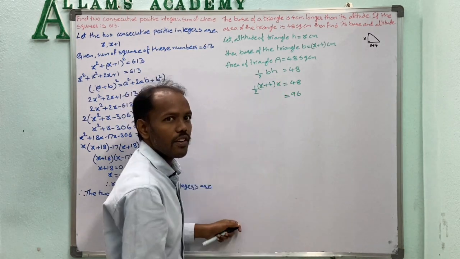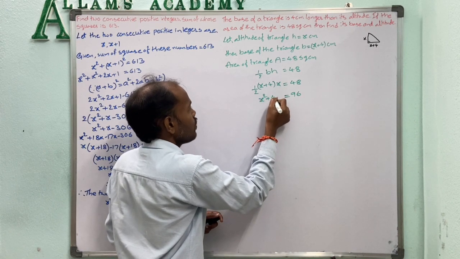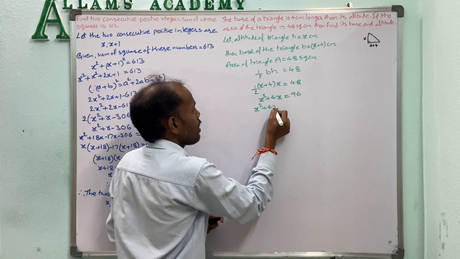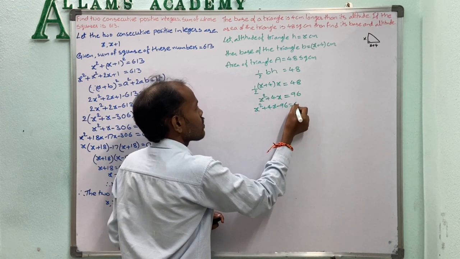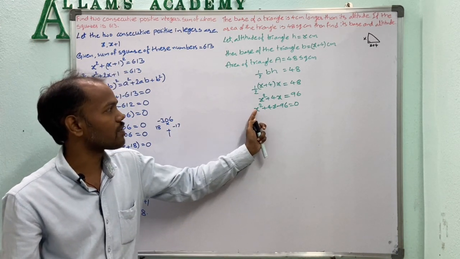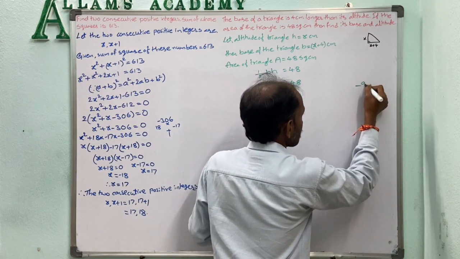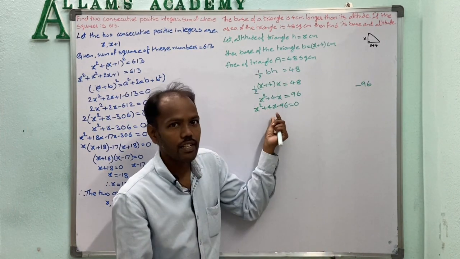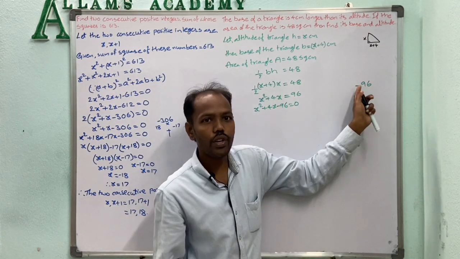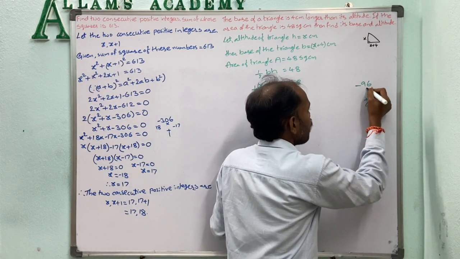Now x plus 4 into x: x into x is x square, plus x into 4 is 4x. Now plus 96 transferred to this side becomes minus 96. So x square plus 4x minus 96 equal to 0. Here the x square coefficient is 1 and the constant term is minus 96. So 1 into minus 96 is minus 96, and the x coefficient is 4. So we need two numbers whose product is minus 96 and whose sum is plus 4.